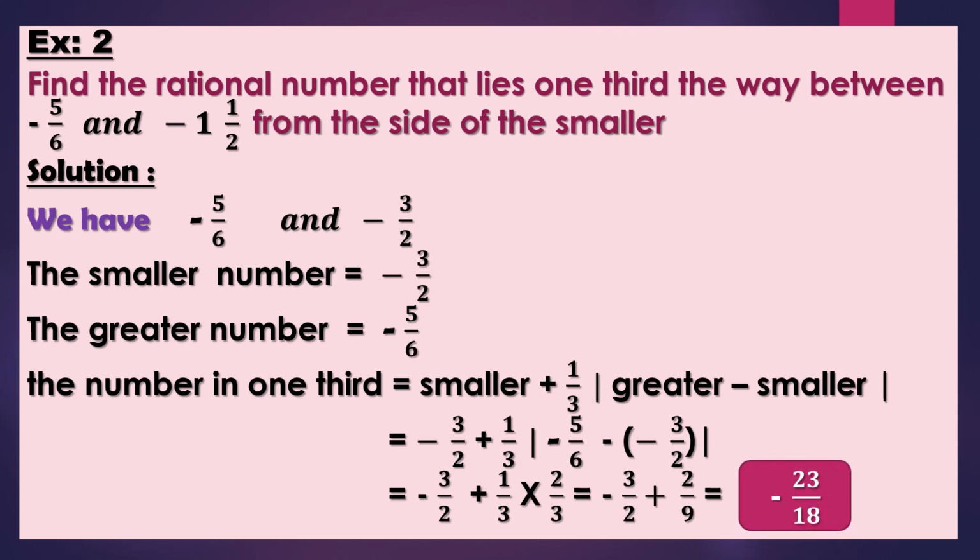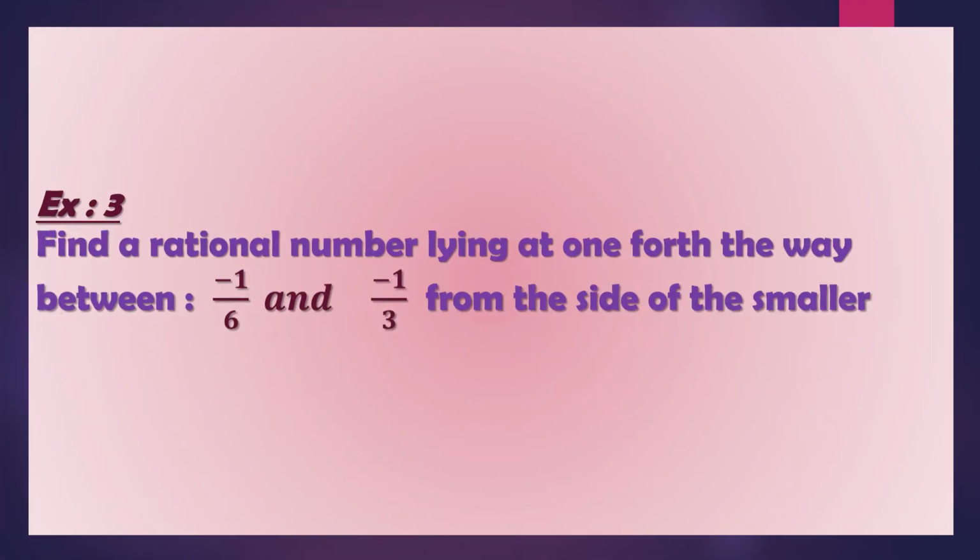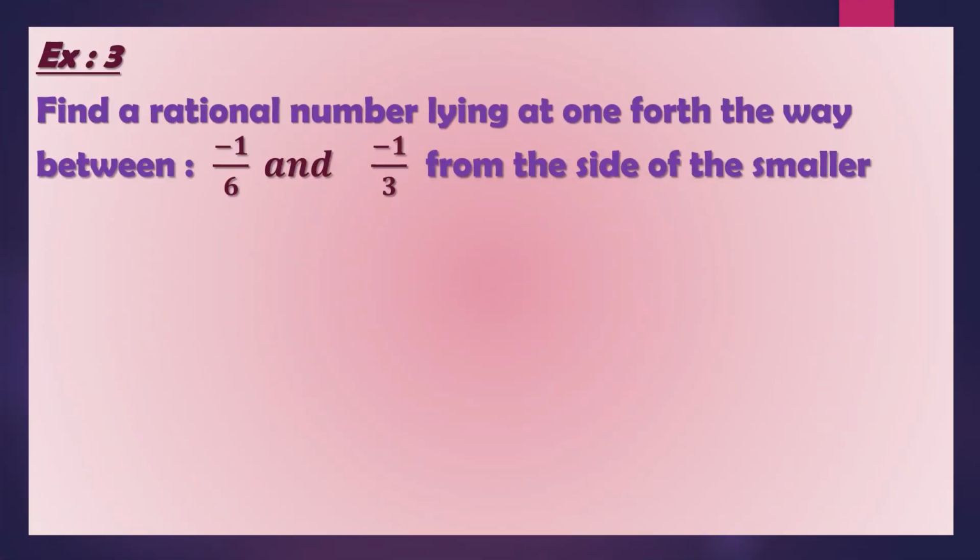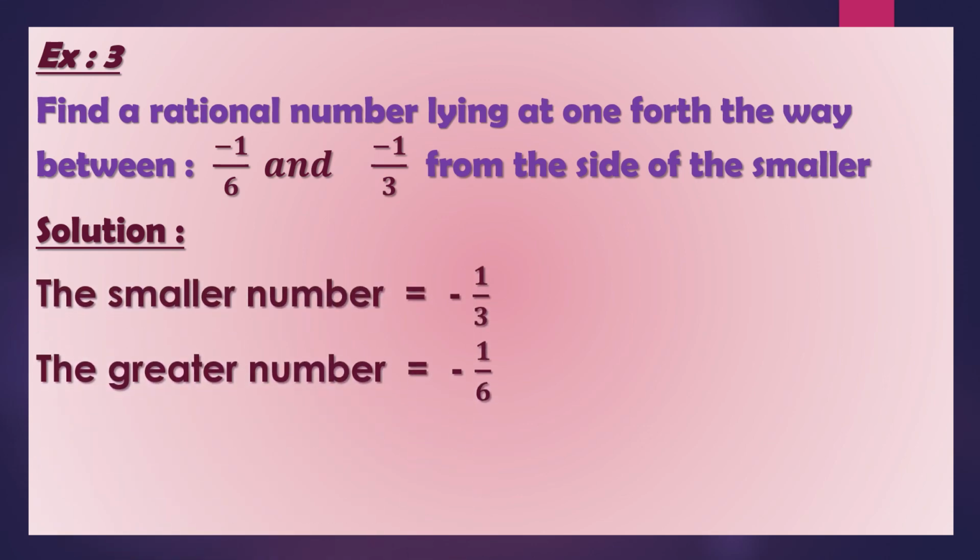We can use your calculator to get the answer quickly. Of the smaller number. So first we define the smaller and the greater. The smaller number here is negative 1 over 3, and the greater number will equal negative 1 over 6. By using the following rule, the number at 1/4 is the smaller plus 1 over 4 absolute value of greater minus smaller, as we studied.